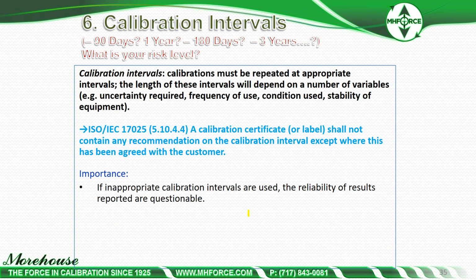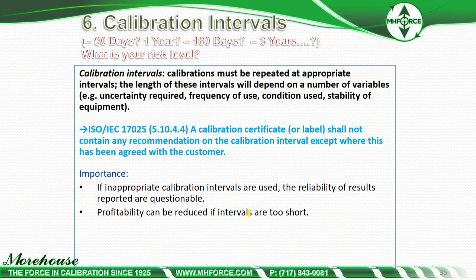The importance of this is, if inappropriate calibration intervals are used, the reliability of the results reported is questionable. We saw this the other day. Somebody doing ASTM calibration waited 4 years between calibrations. They're not allowed to do that per the standard. They did it, and their stability, of course, grew. What they were claiming as the CMC and what their actual CMC was were two different things because of that stability.